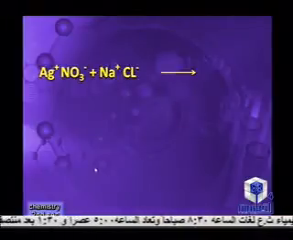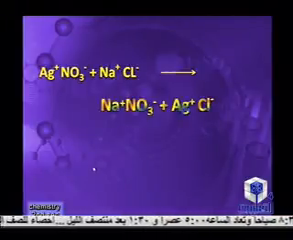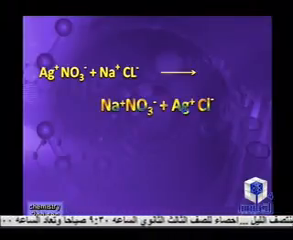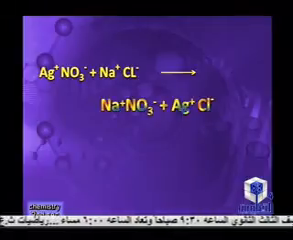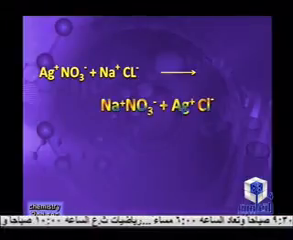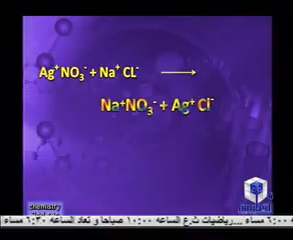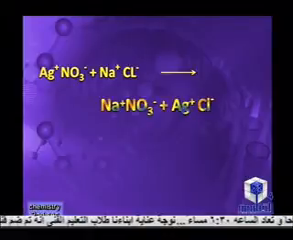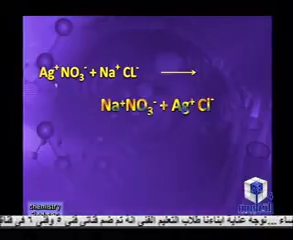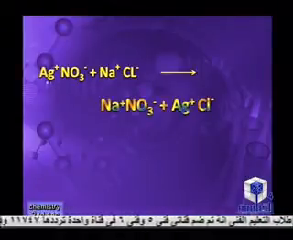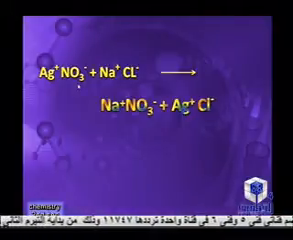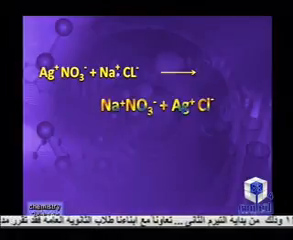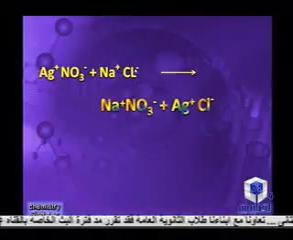If we notice this equation, here the reaction between silver nitrate, AgNO3, plus sodium chloride, NaCl, gives NaNO3, sodium nitrate, and AgCl. If we notice the ions of the reactants, here, my dear students, silver nitrate has a silver positive ion and a nitrate negative ion, and sodium chloride consists of a sodium positive ion and a chlorine negative ion.